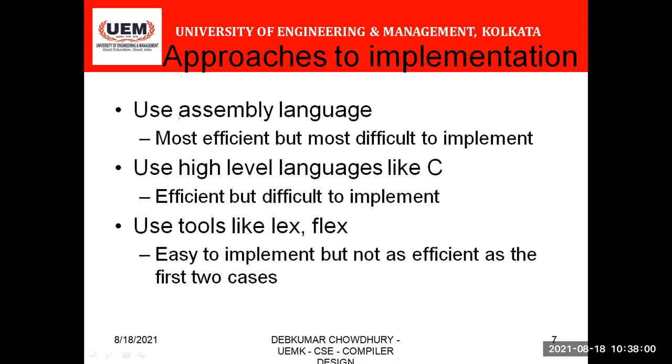In the case of assembly language, we observe that it is most efficient but also difficult to implement, because we require assemblers. It is efficient because machine level language can be generated directly from the assembly level language. For example, I can give an example which you can observe.